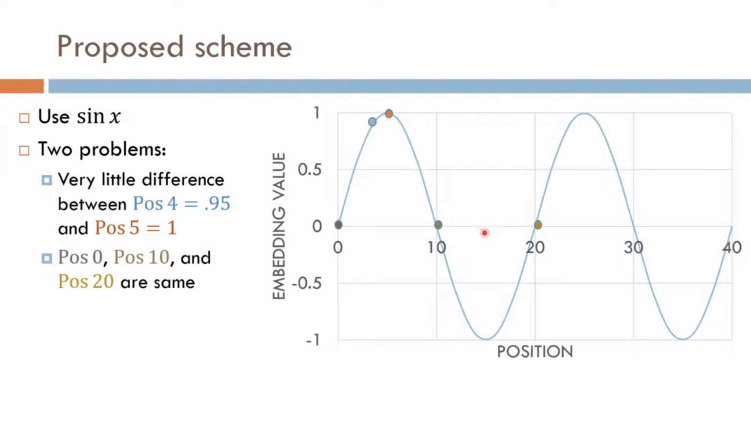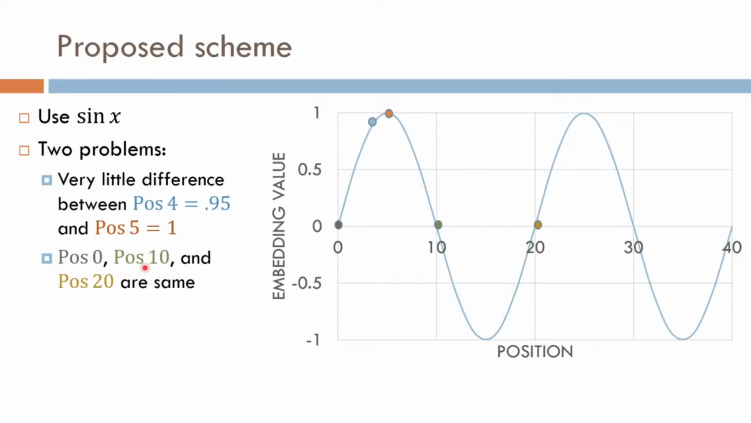There are two problems. While this looks like a nice scheme, it can encode everything between -1 and +1, not getting affected by extreme values, and the pattern conveys nearness between two points. But one problem is that there's very little difference between positions 4 and 5. For nearby positions the difference is very small, just 0.95 and 1. So the model will not get a proper idea of how far one is from the other, or whether they are really different.